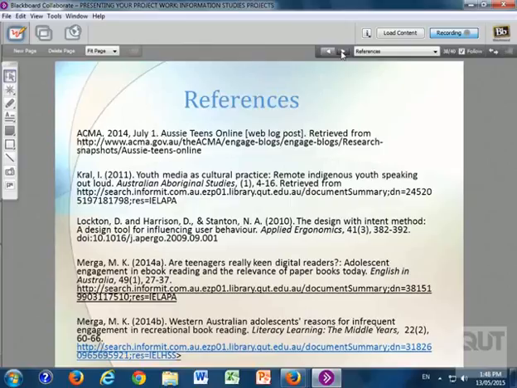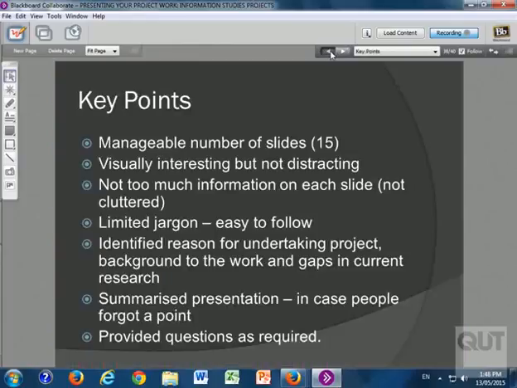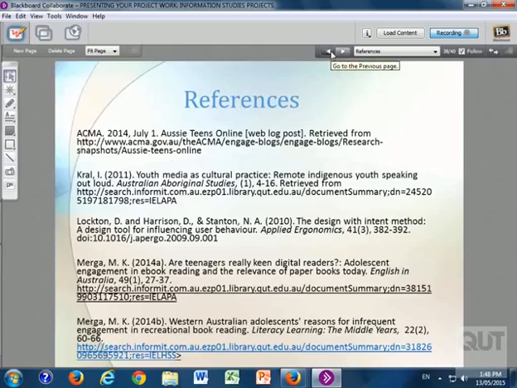But if you're using a quote within the presentation, then I expect you to include a reference at the bottom of the slide even, just to tell me where that came from, if you're going to be using a direct quote. But otherwise, it's not necessary for me that you include this extensive list of references.